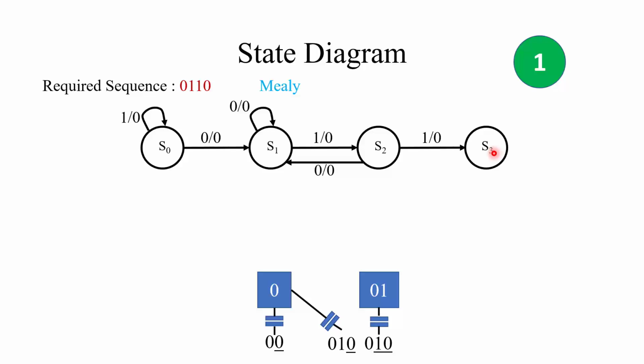Okay, so for all intermediate states we will follow this process. For the last state, for example, first let's talk about non-overlapping. In that particular case, for both input cases we will transition back to S0 and we will compare the last bit with the last bit of the required sequence in order to make sure whether we have to make our output high or low.